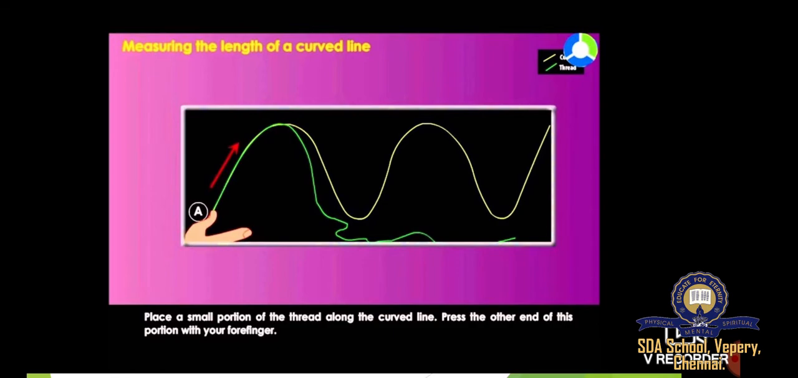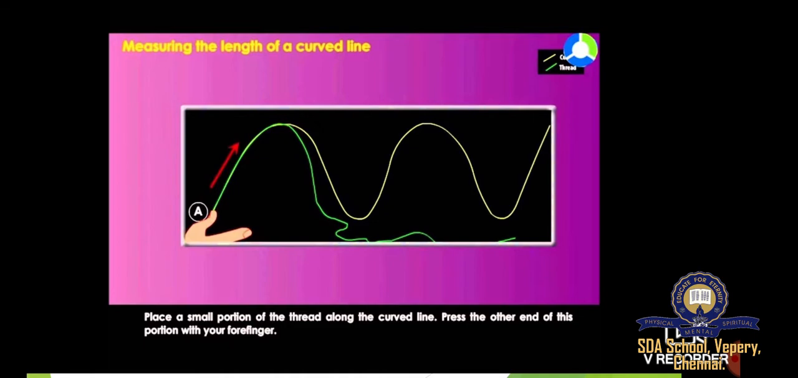The curved line distance on a map, such as a river or a winding track or road, cannot be correctly measured using a strip of paper. Therefore, a thread is used. The curved line distance can be measured in the following way.